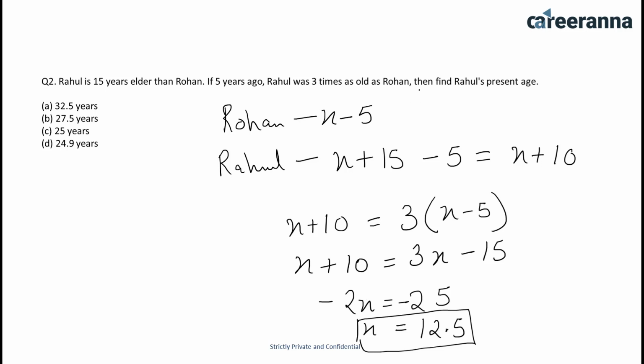Now the question is asking to find Rahul's present age. Now Rahul's present age is going to be x plus 15. We know the value of x, because this is the present age of Rahul. We know the value of x, 12.5 plus 15, then we get the answer, which is Rahul's age is going to be 27.5. So if we see, option B is the correct option. Let's see our next question.